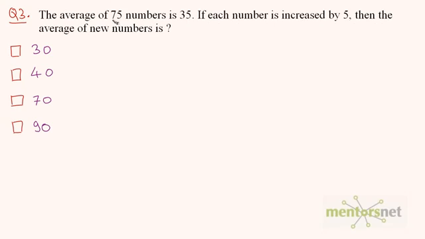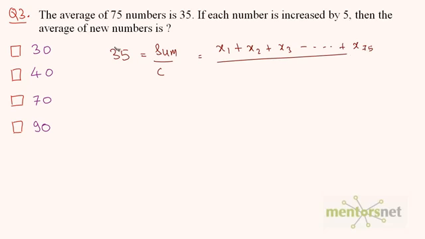The average of 75 numbers is 35. If each number is increased by 5, then the average of the new numbers is. Okay, so we have been given the average of the 75 numbers, which is 35, and we know the formula for average, which is sum upon count. So let's say the numbers are x1, x2, x3 till x75. So the sum is going to be x1 plus x2 plus x3 till plus x75, divided by the count. The total number of numbers is 75.